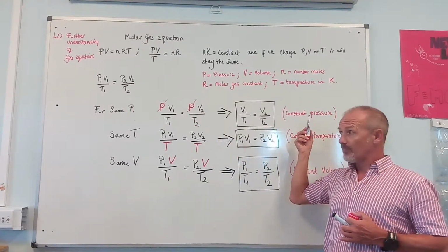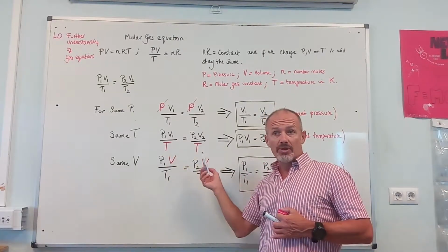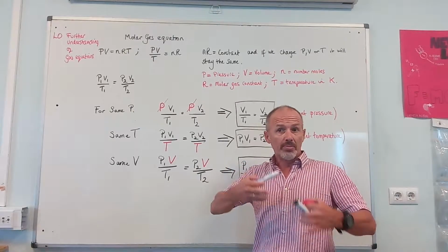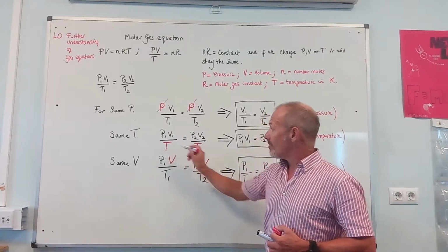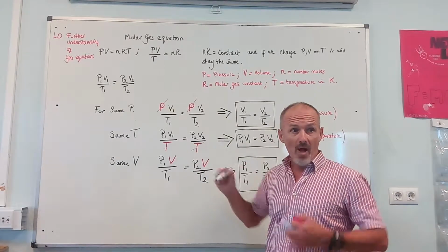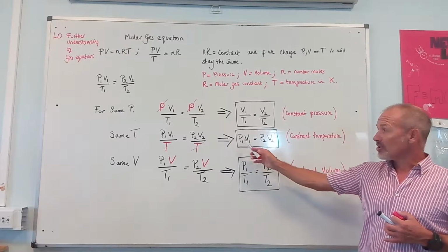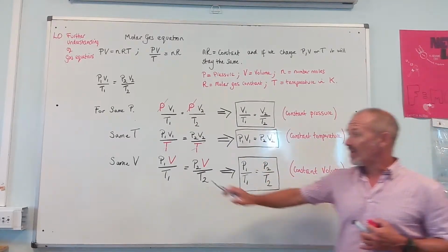The same goes for temperature. If I'm keeping the same temperature and I change the volume, well, clearly I'm going to change the pressure. I can put my T's the same, and once again, my T's now cancel out because they are the same. That gives me this lovely expression, P1 V1 equals P2 V2.